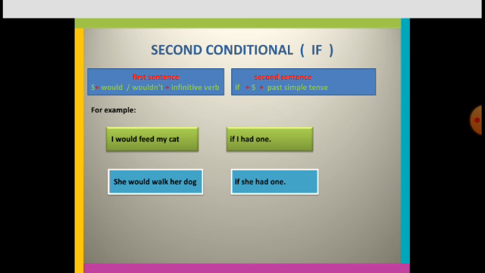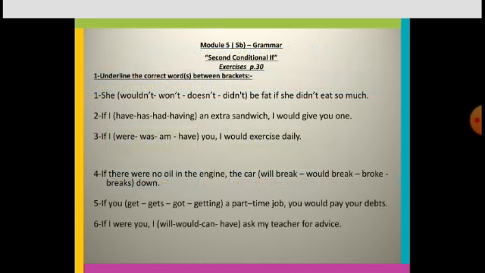Okay, please now turn to your Soberland sheet, page 30. Exercise number 1. Underline the correct word or words between brackets. Number 1. She wouldn't, won't, doesn't, didn't be fat if she didn't eat so much. How can I choose the correct answer? Please, where is if? If is in the middle. So the past comes after it. Didn't eat.